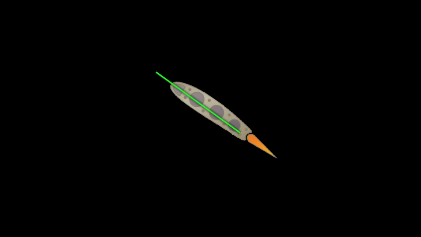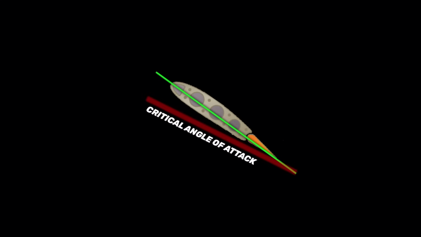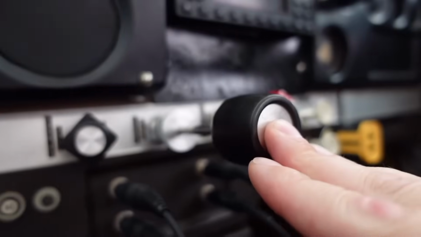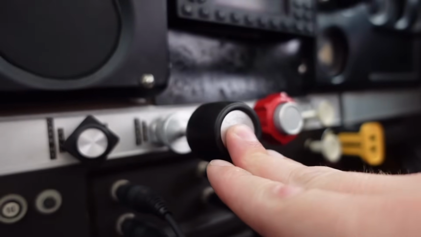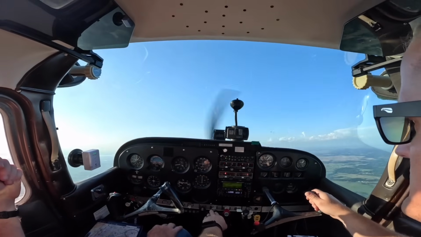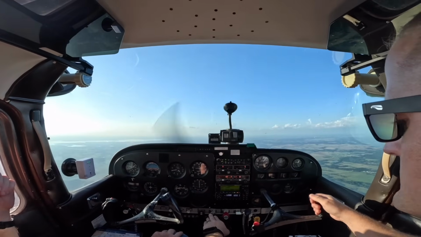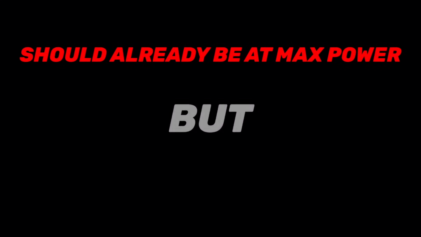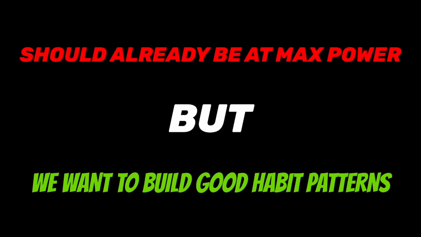Remember, a stall occurs because we exceeded our critical angle of attack. So in most cases, you can actually fix the problem by pitching down or relaxing the backstick pressure. Power can help you out during a stall, but it's not nearly as important as reducing your angle of attack. In addition to that, we're actually performing a power on stall, so in most cases you should already be at max power. I believe that it's important to build good habit patterns though.